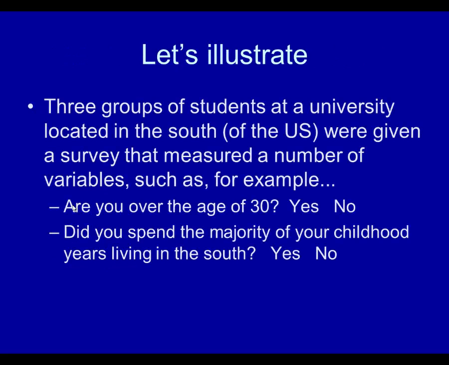Let's illustrate this. Three groups of students at a university located in the South were given a survey that measured a number of variables, such as, for example, are you over the age of 30? Yes or no? Did you spend the majority of your childhood years living in the South? Yes or no? Those are just two examples of how variables were measured.